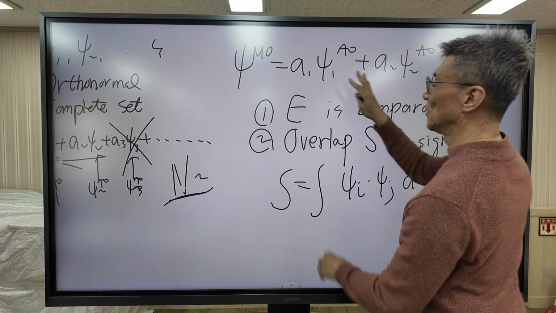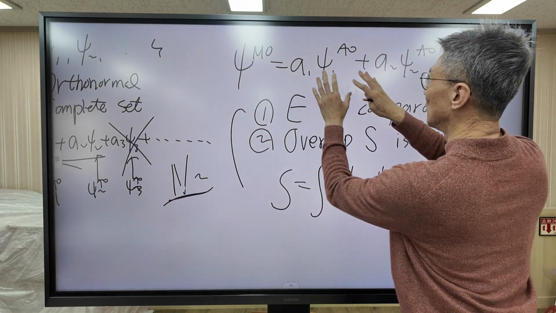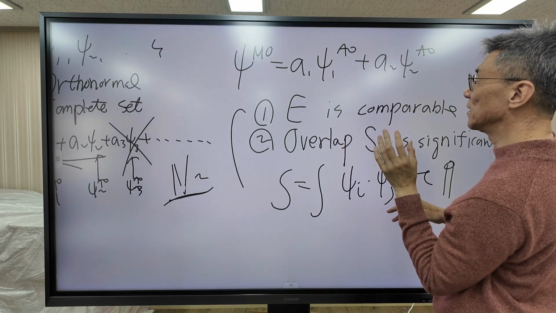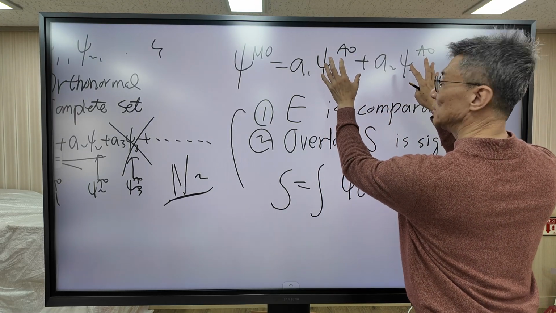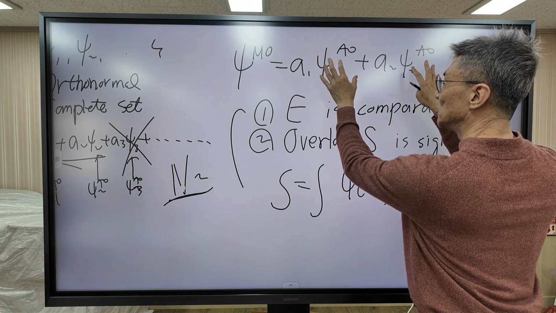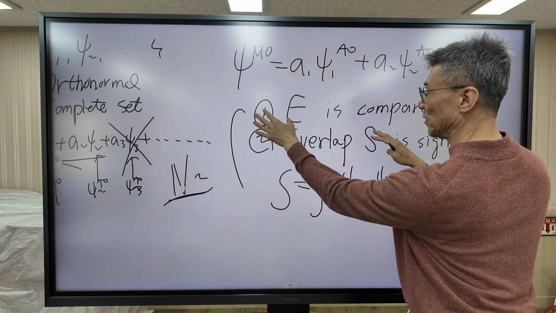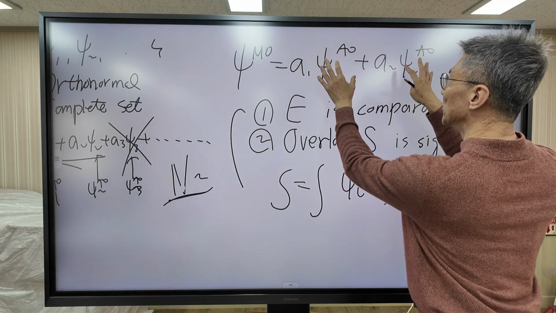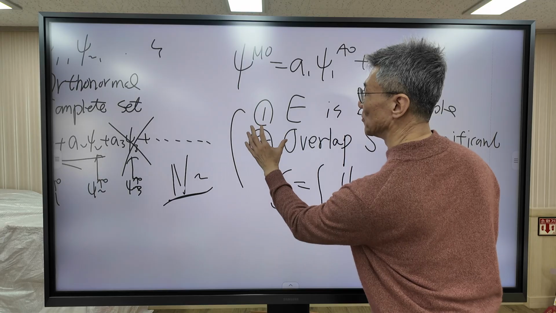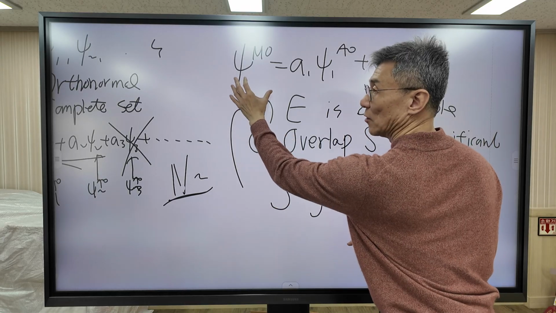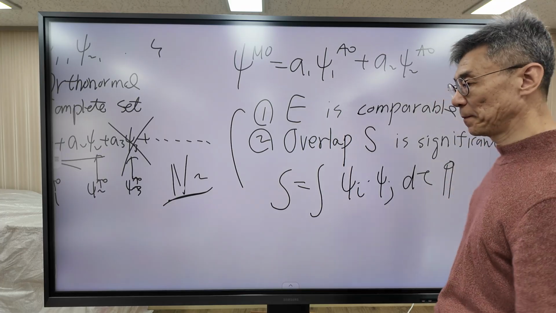to construct a molecular orbital. Another way of saying it is that to construct a molecular orbital, the energy of the two atomic orbitals must be comparable. That is the first requirement. The second requirement is that the overlap integral of the two atomic orbitals must be significant. These are the two requirements to construct a molecular orbital. With these requirements, I'm going to construct molecular orbitals.